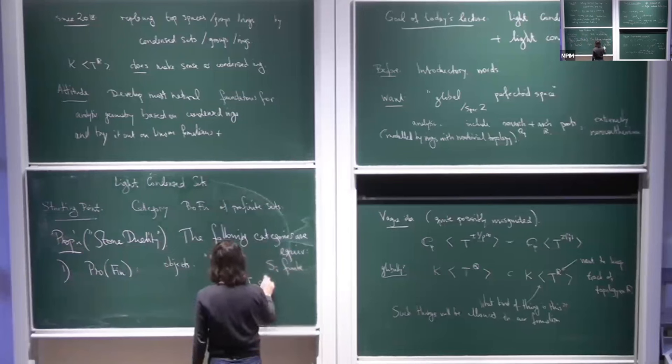Right, so the first one is that open subsets of light profinite sets can't be too wild. If U is an open subset, then U is actually a countable disjoint union of light profinite sets.